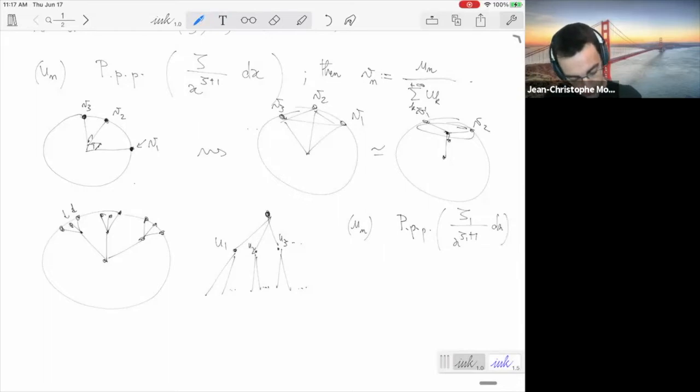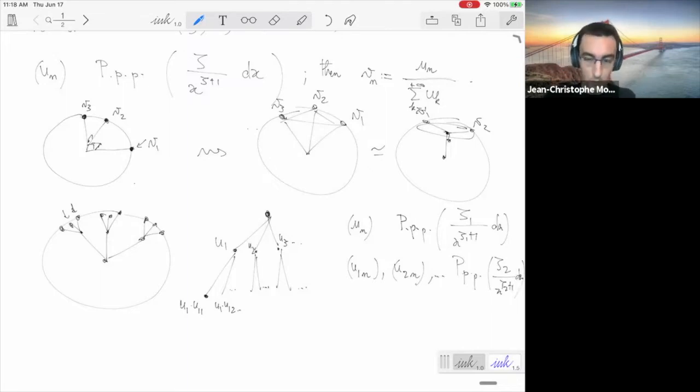Then the weight will be, I'm going to multiply U1 by U11, U12, etc. So U1n, and then U2n, etc., will be independent Poisson point processes with a possibly different intensity, and they are also independent of the first layer. If I want to know the value at this leaf, I multiply all the weights I find along the way, because there is U2 on top, and then there's U21. So here the weight is U2 times U21, etc.